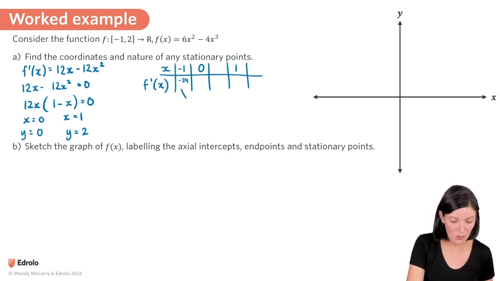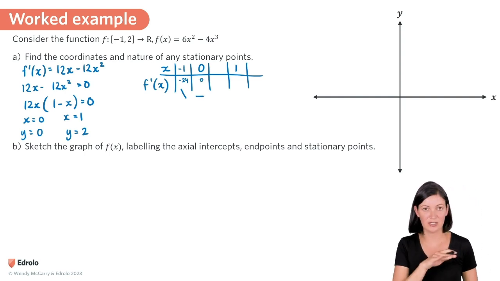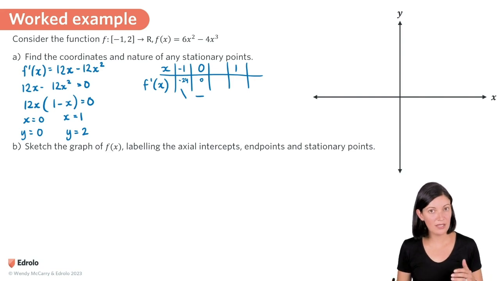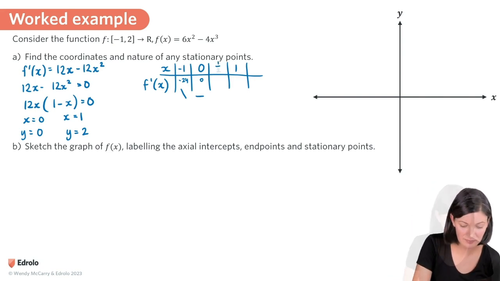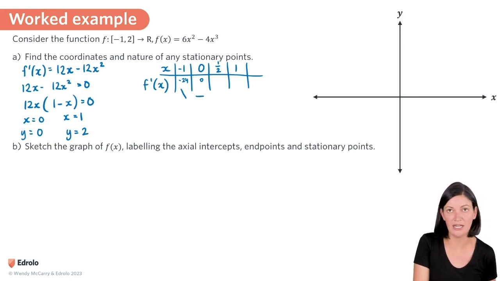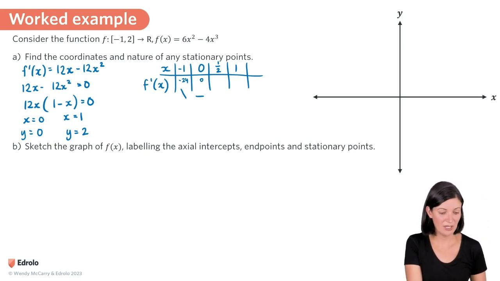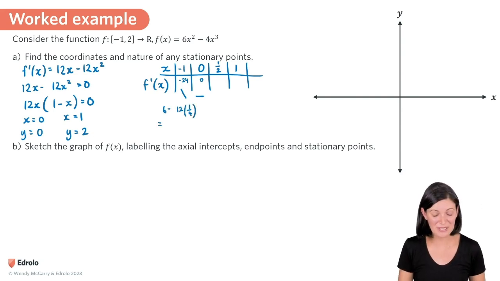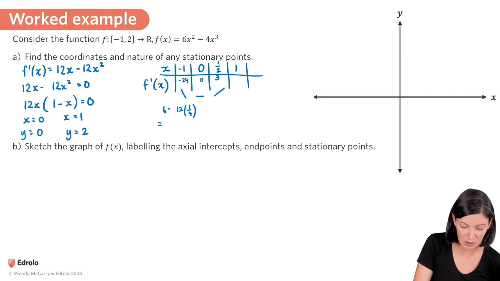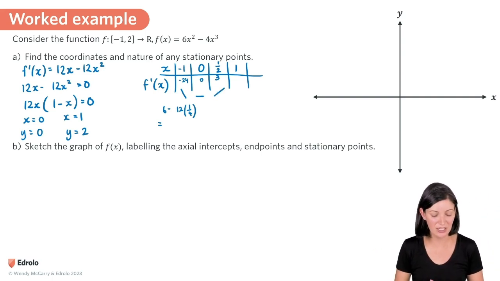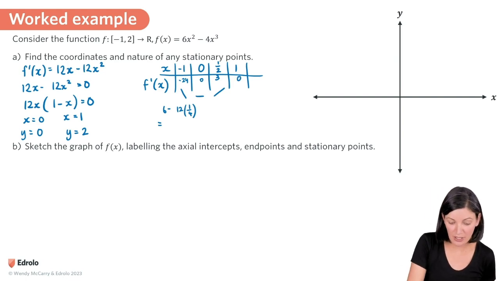At 0, we know the gradient is 0, so I've got just a horizontal gradient there. Now I've got to pick a point between 0 and 1, so I'll just pick a half. If I substitute x equals a half in there, I get 6 minus 12 times a quarter. So that ends up being 6 minus 3, which is 3. Here I've got a positive gradient, or the graph is increasing in that section. At x equals 1, I know the gradient is 0.